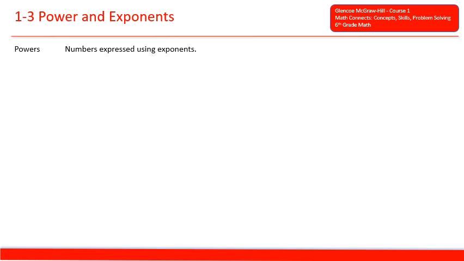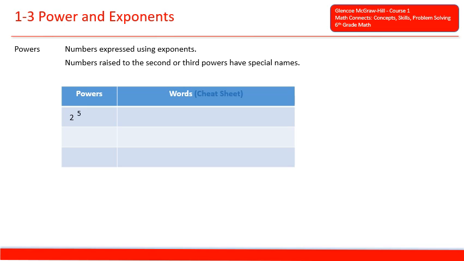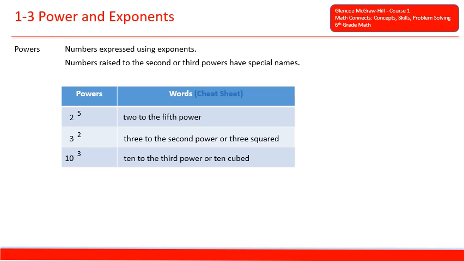Powers are numbers expressed using exponents, and numbers raised to the second or third power have special names. So 2 to the 5th is 2 to the 5th power. 3 with an exponent of 2 is called 3 to the second power, or 3 squared. And 10 with the exponent of 3, 10 to the third power, or 10 cubed. So whenever you're to the second power, you can call it squared, and to the third power, you can call it cubed.